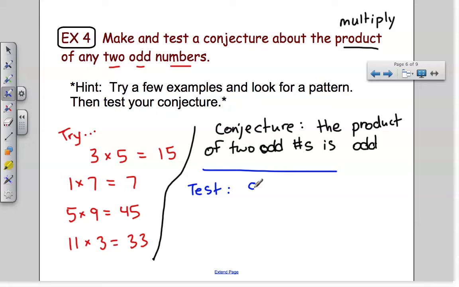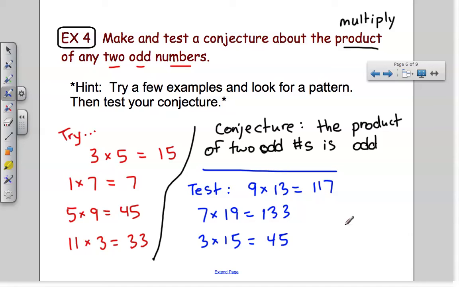Examples of multiplying two odds. How about 9 times 13? Let's try something that we don't even maybe know the answer to without the calculator. 9 times 13, I get 117. Still odd. I don't know, let's try 7 times 19. Do that on the calculator. 7 times 19, 133. It looks like it's still odd. Okay, these are all working. 3 times 15, both odd numbers. Multiply those, you get 45, another odd. And I'm just going to put a check here. It seems to check out.